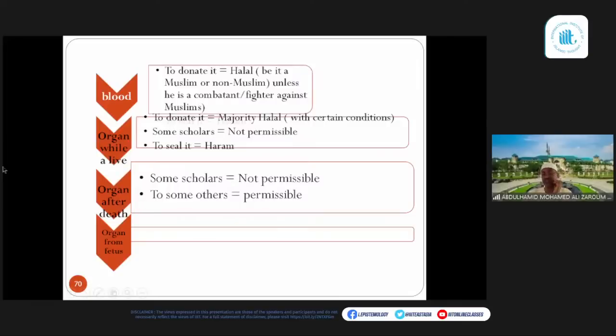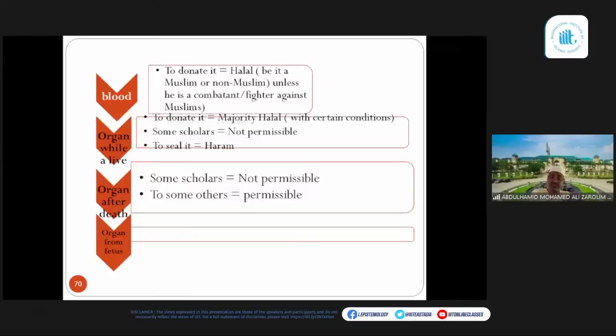Whether for Muslims or non-Muslims. But if the person to whom I am donating my blood is a harbi, a kafir harbi, a non-Muslim who used his body, his weapons, his property, his wealth to fight Muslims, then I should not strengthen this person to attack and destroy Muslims. So one scholar said we should not donate blood to a non-Muslim who is a combatant, who fights us, but to others, no problem.